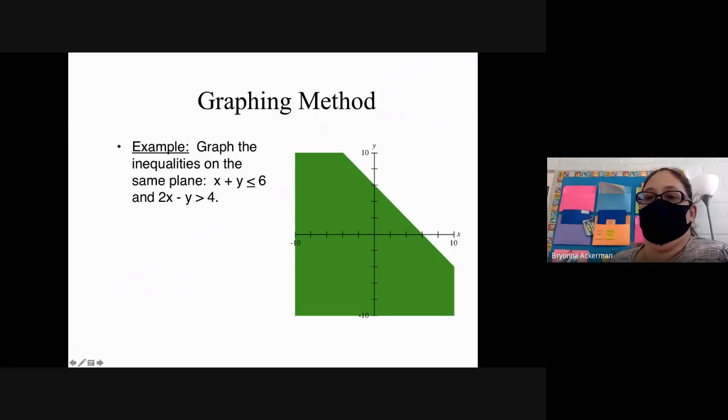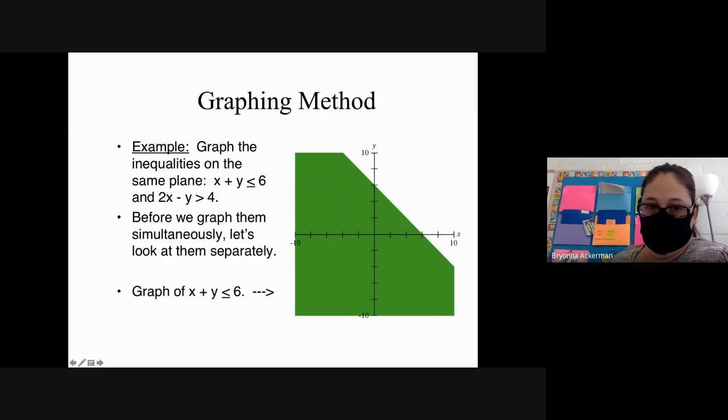Okay, from there, you want to test a point. So I like to use 0, 0 when I can. So if I put 0 in for x and y, and I should have written over here, y is less than or equal to negative x plus 6. Well, you would get 0 is less than or equal to 6. Is that true? Is 0 less than or equal to 6? Yes. So because the statement came out true, that means 0, 0 was included in the shaded area.